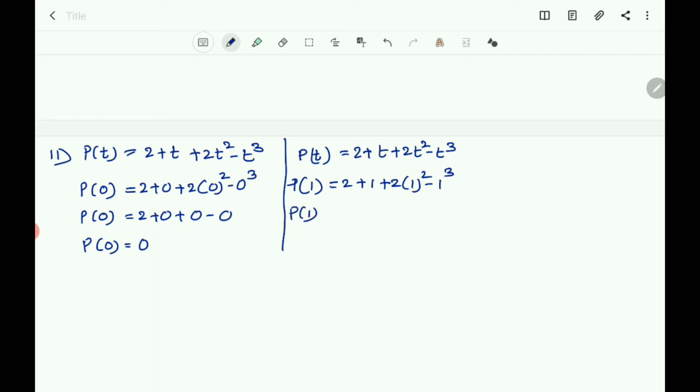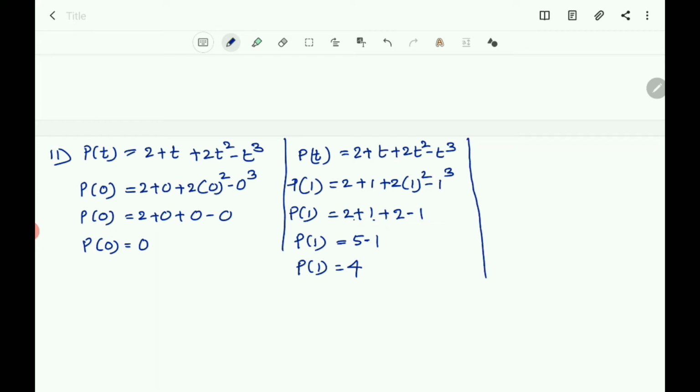Then P of 1 is equal to 2 plus 1 plus 2 into 1 square is 2 into 1, that is 2, minus 1. 2 plus 1 is 3, 3 plus 2 is 5, minus 1. Then P of 1 is equal to 4. P of 1 is equal to 4.